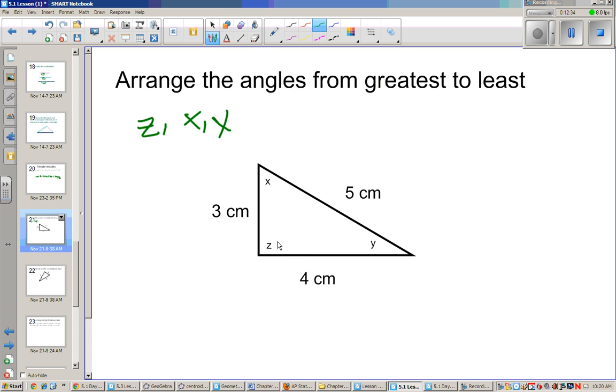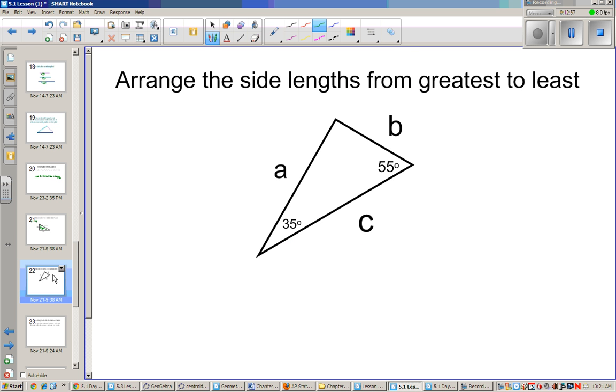Let me explain why I got that. The biggest angle is always going to be across from the biggest side. So if I look at the biggest side, it is 5 centimeters, and Z is across from the 5 centimeters, and the smallest angle will always be across from the smallest side. So I know Y is the smallest. Therefore, X must fall right in the middle because its side is the middle side. And the same can be true if you know the angles. You can figure out information about the sides.